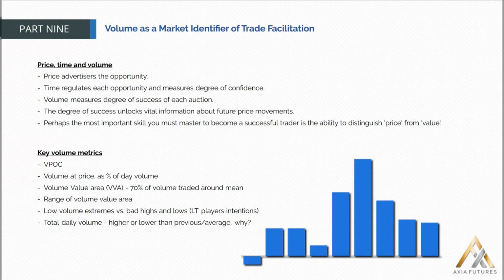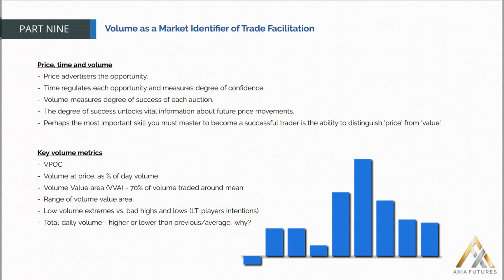Then, low volume extremes versus bad highs and lows. Again, we've spoken about these bad highs and bad lows. Remember, we shouldn't be transacting high volume at lows and highs, but rather we should be seeing quite a quick auction away from these bad highs and lows.